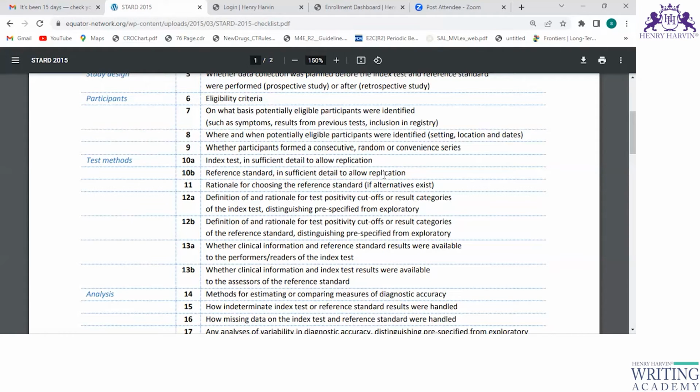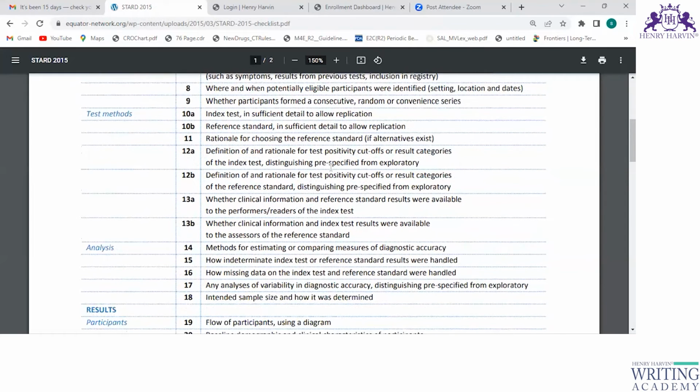Okay, then the test methods. First you have to explain the index test, how it is done. Then you explain the reference standard, how it is done, and why you have chosen this particular reference standard. If there are two to three reference standards, you explain why you chose this one. If there is only one reference standard available, you do not have to write why you chose it, because there is no choice. But if there is a choice, you have to write the rationale for choosing the reference standard.